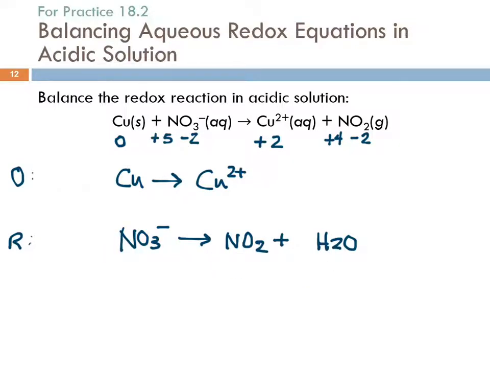And then we fix the hydrogens last by adding hydrogen ions. This is an acidic solution, so there are hydrogen ions present. I've got 2 H's on the right, so I'm going to add 2 H's on the left. Now we do charges. So this top one, what do I need to do to balance the charge? Plus 2 electrons in the products.